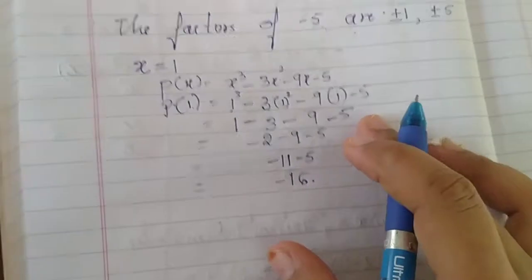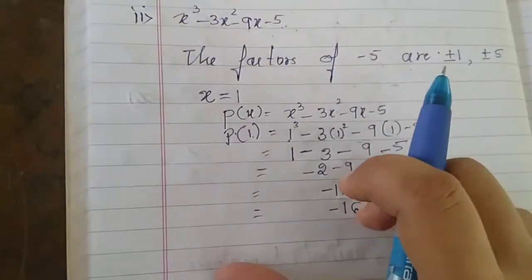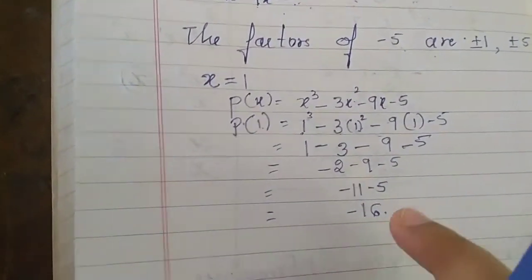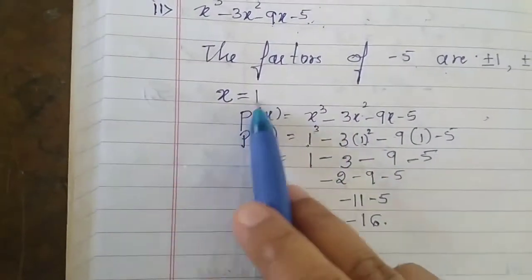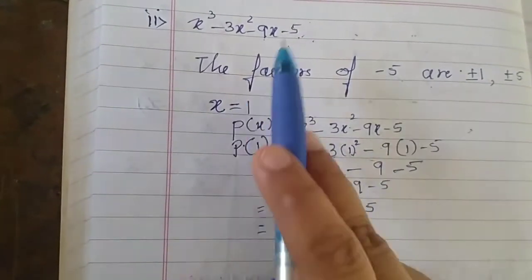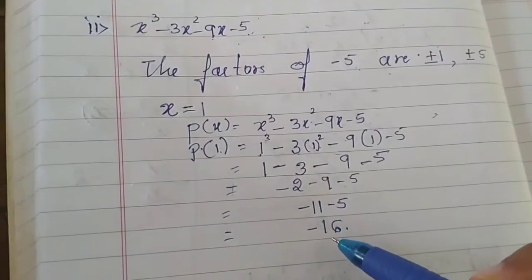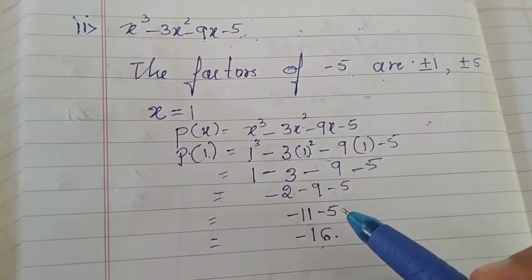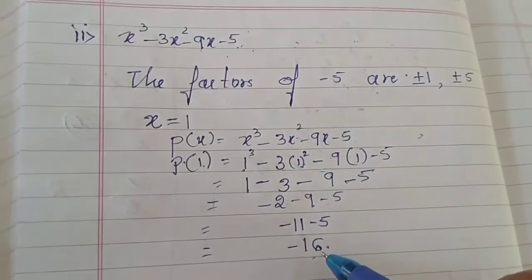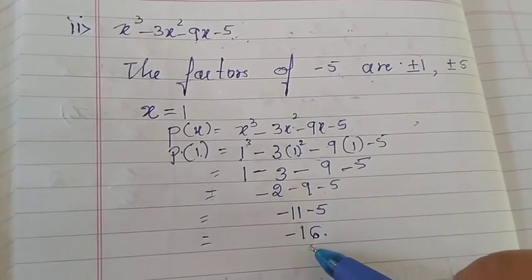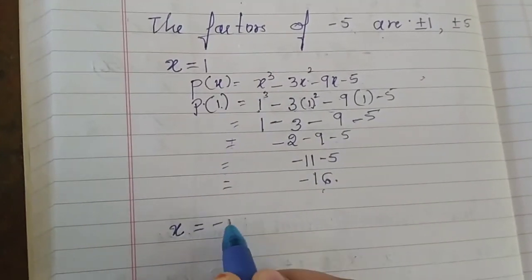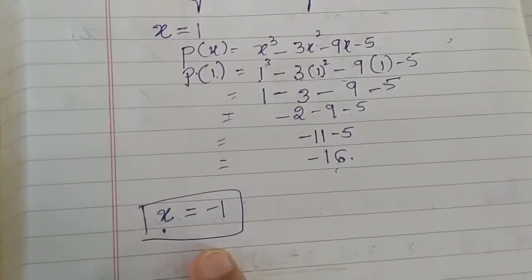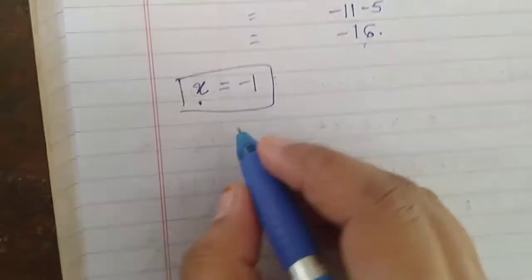So now you can see whatever answer you are getting over here, this is not 0, isn't it? If you are getting 0, then you can easily conclude that the substituted value is a factor of this polynomial. But here this is not a factor of this polynomial, because whatever answer you are getting over here is not 0. Okay, so now we'll move on to the next one, that is x equals to minus 1. So we'll put the value as minus 1 and we'll check.